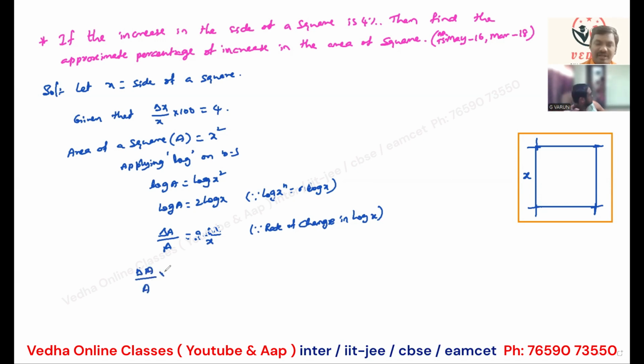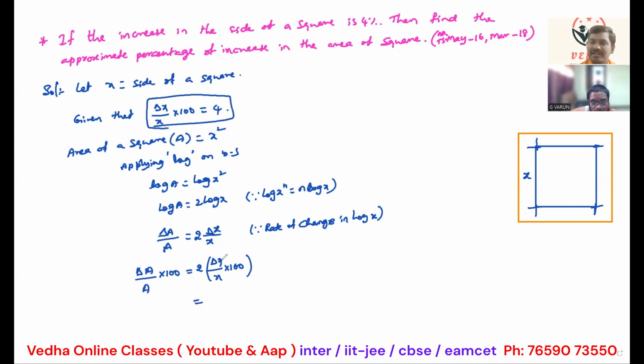Now, if we multiply by 100, we get the rate of change in the area. So multiply by 100 on the left side, and 2 into delta x by x into 100 on the right. We already have the value of delta x by x into 100, that is 4. So 2 into 4 is 8. 8 square units. This is the required solution.